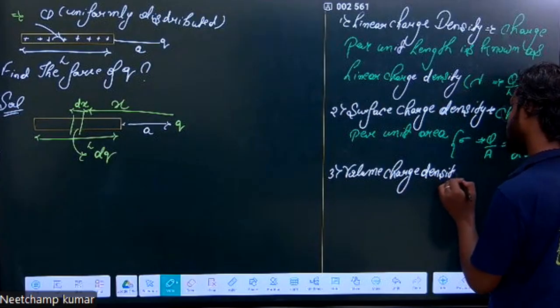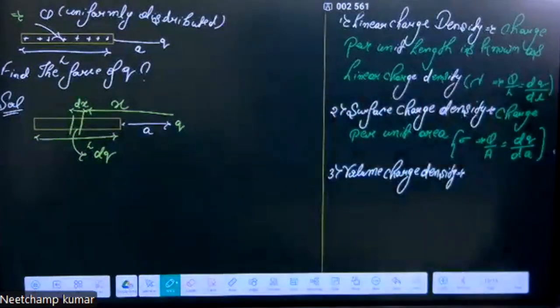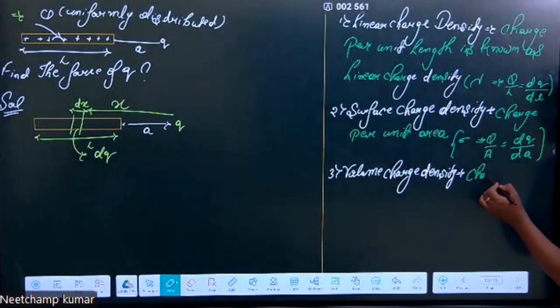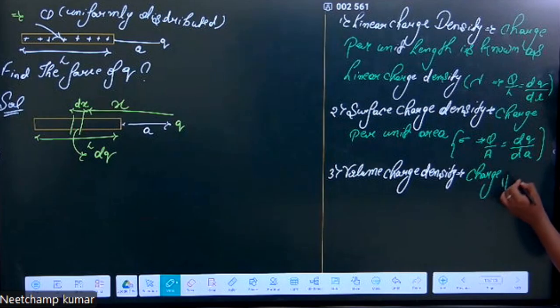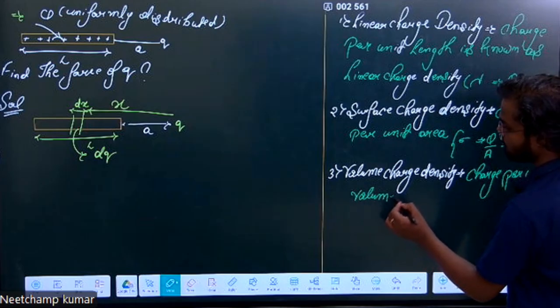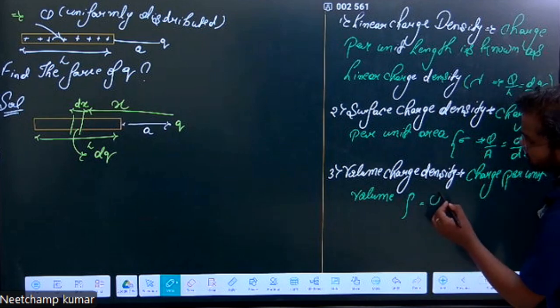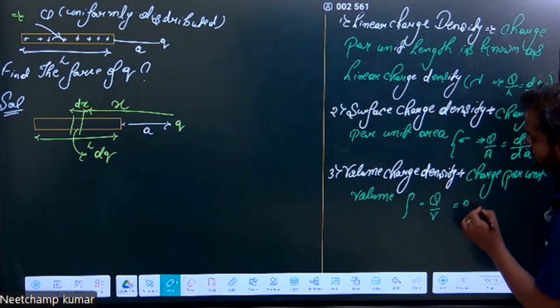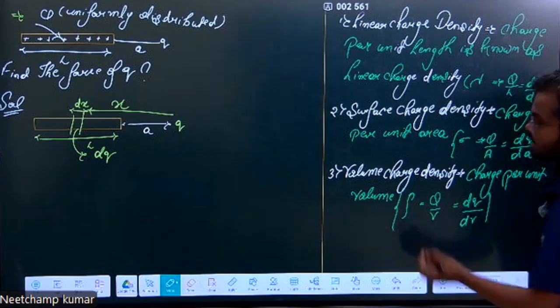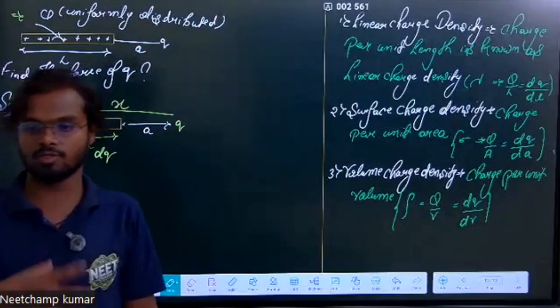Now what is volume charge density? Volume charge density is defined as charge per unit volume. It is represented by rho, which is equal to charge per unit volume, or for a smaller volume, dq by dv. So these are the different types of densities. Why am I telling you these densities? Because these densities are going to be used for solving the question.